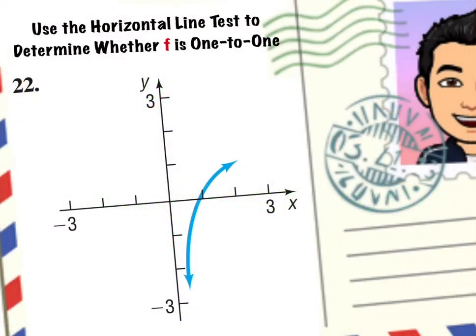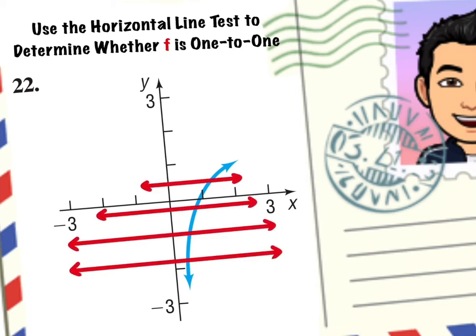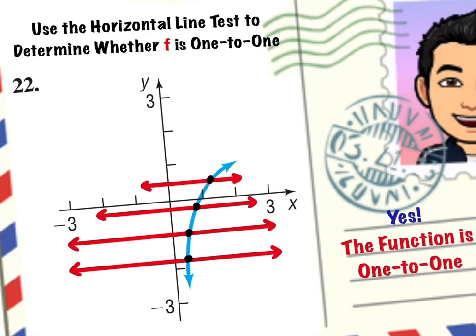For number 22, we can use the horizontal line test to determine if the function is one-to-one. So here we are. You draw a bunch of horizontal lines, and you can see that each horizontal line intersects the function at only one point. So yes, the function is one-to-one.